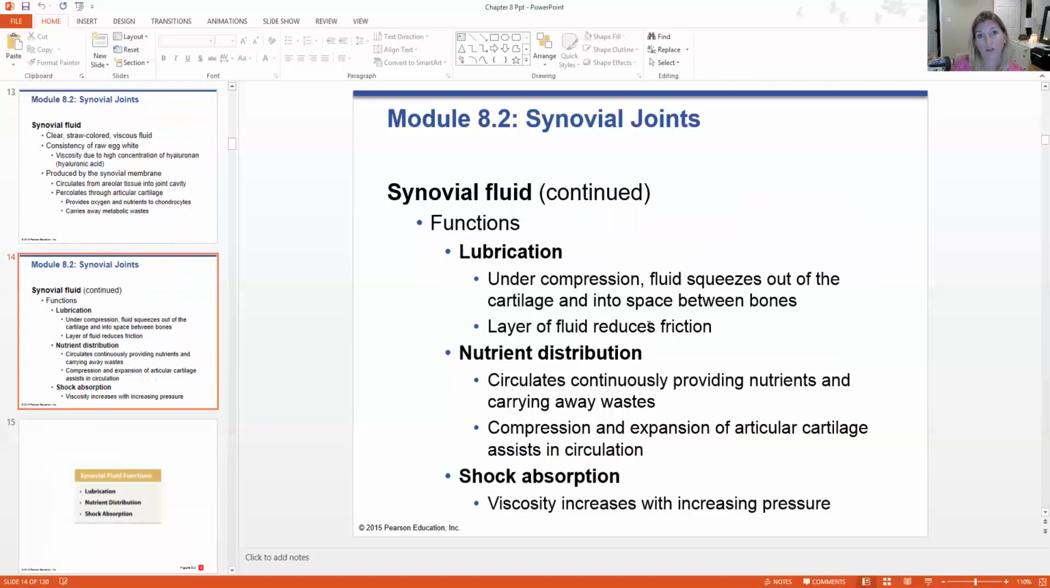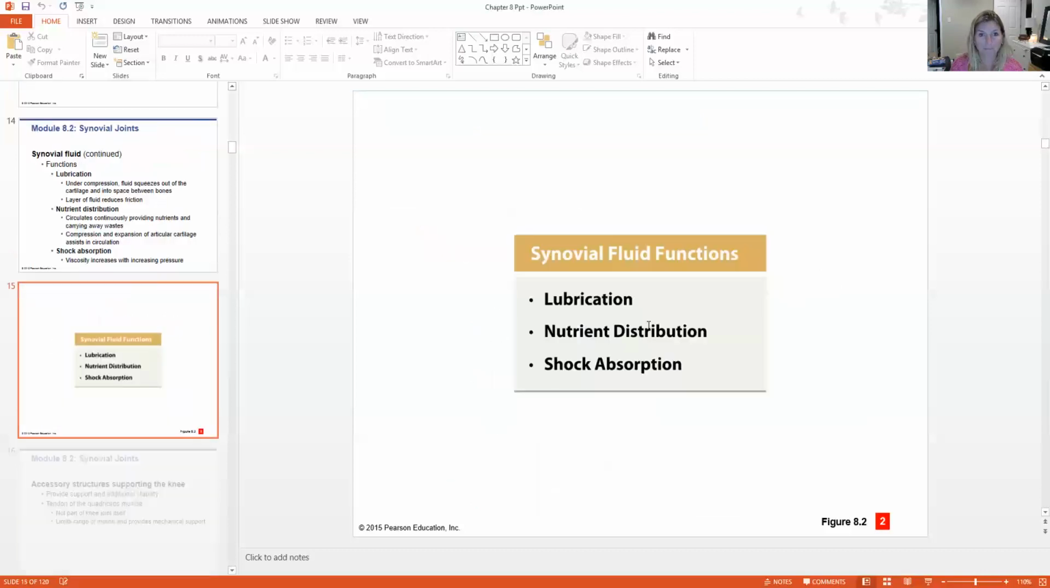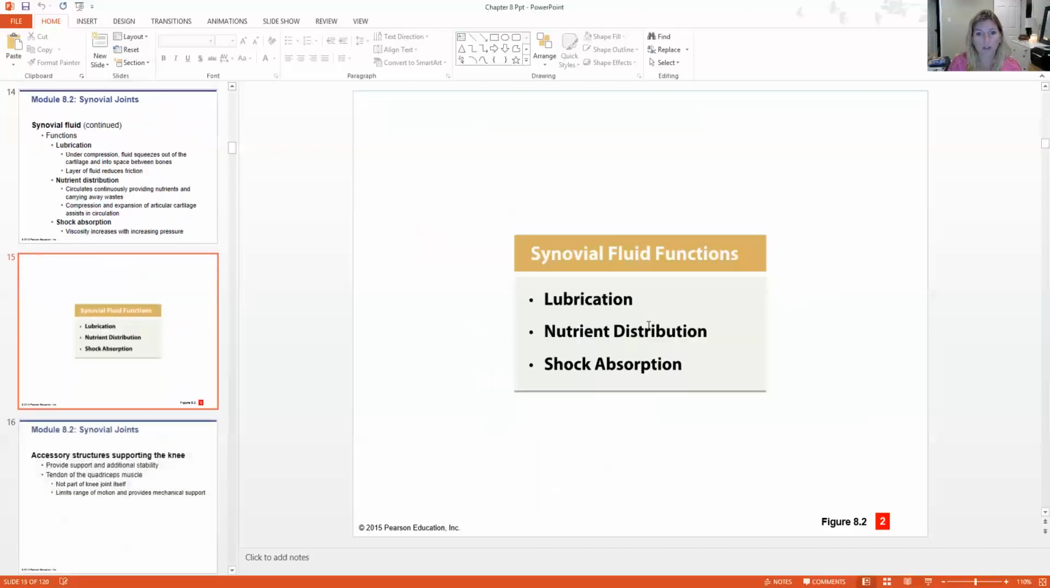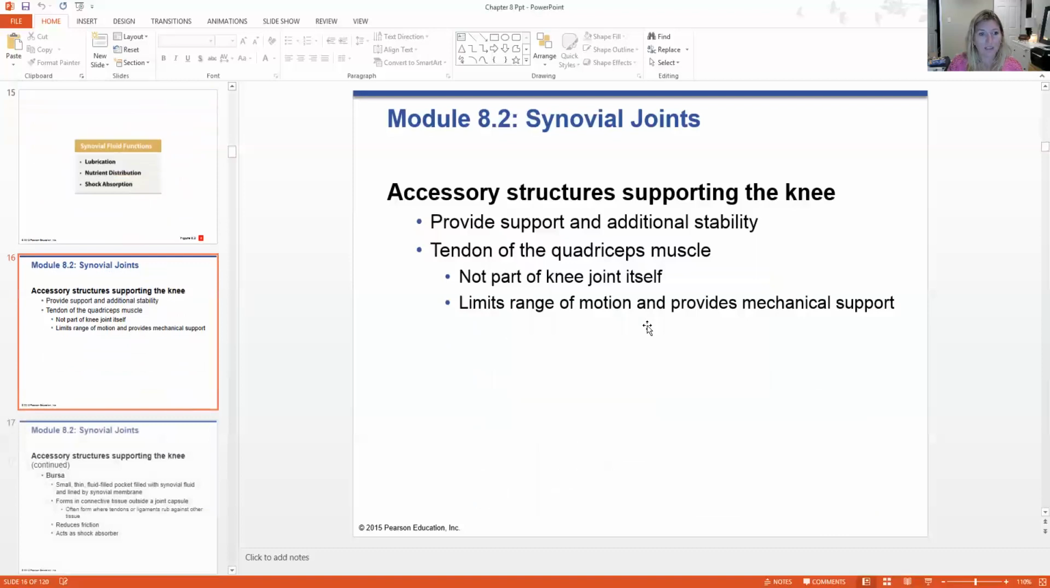So depending on the joint and your overall fitness level, that synovial fluid can be changed in composition to be stronger and absorb more shock. If you are doing something that requires more jarring, weight-bearing exercises and stuff on your body, your joints will respond to that. So, those are the functions of synovial fluid. Let's keep on going.